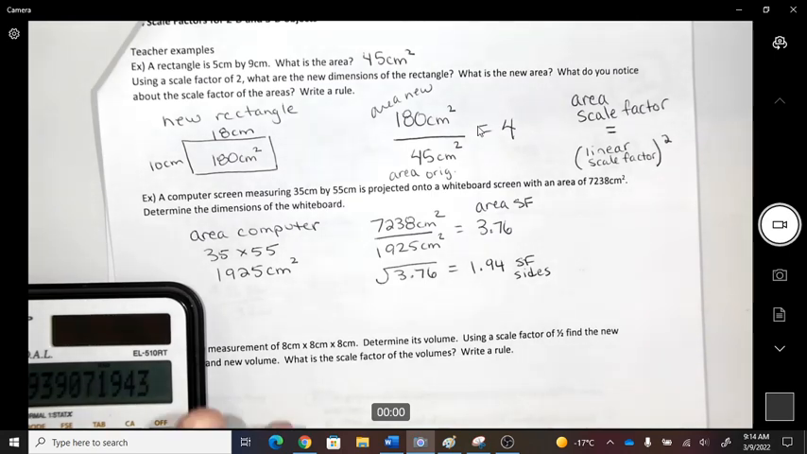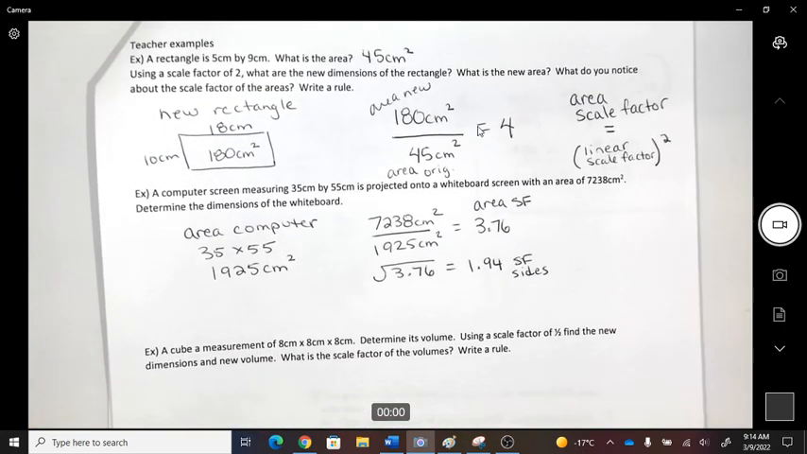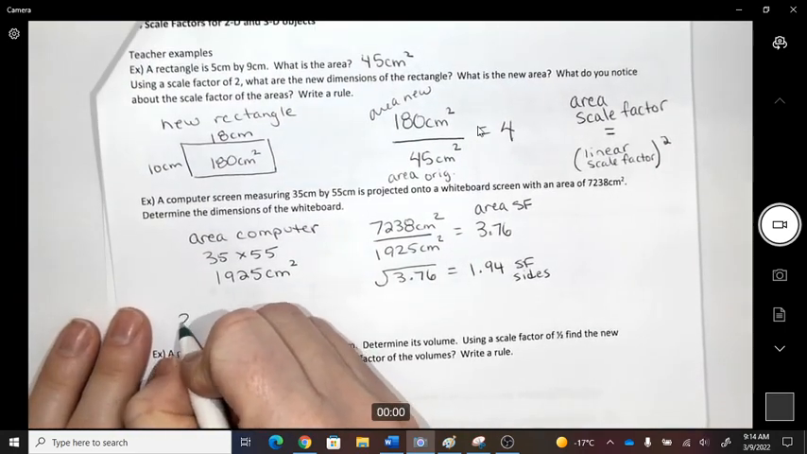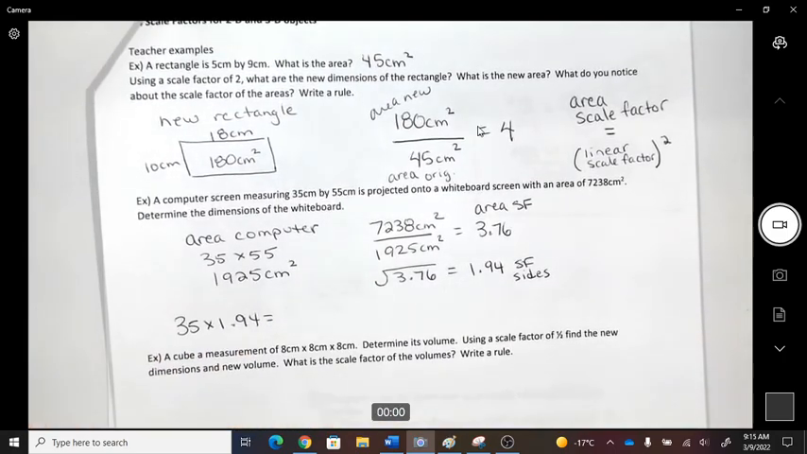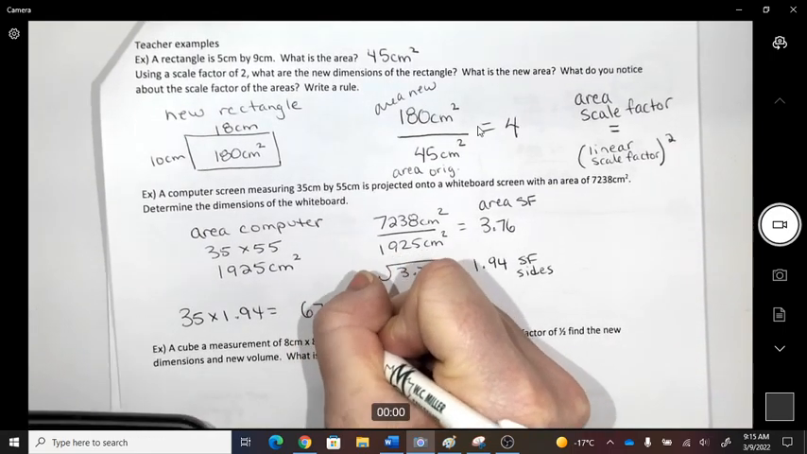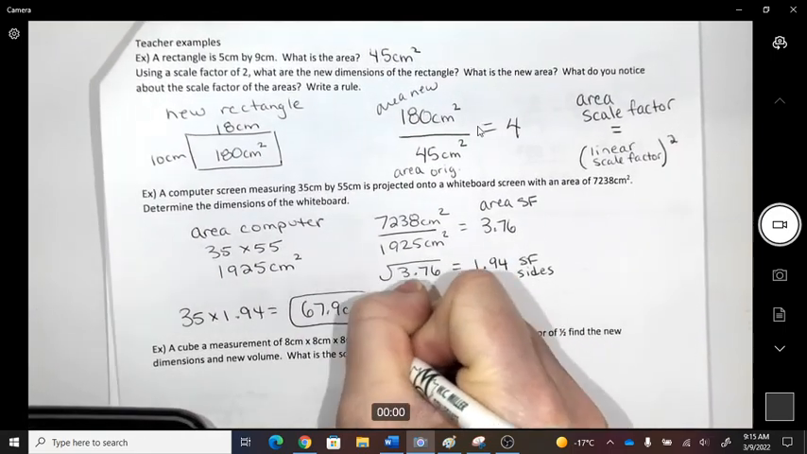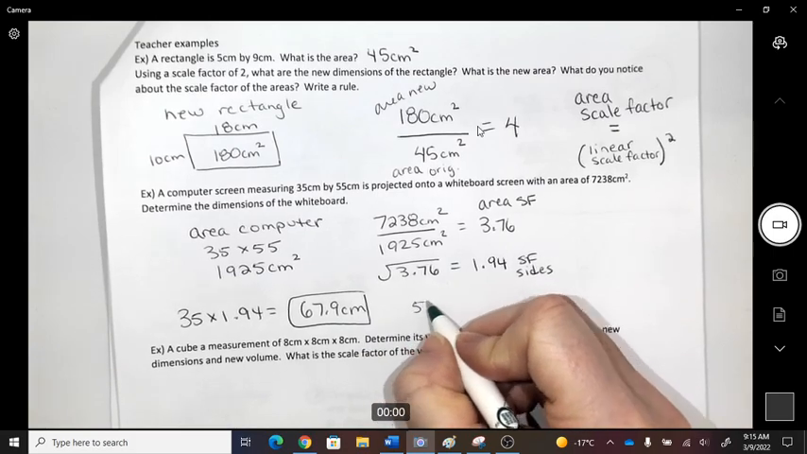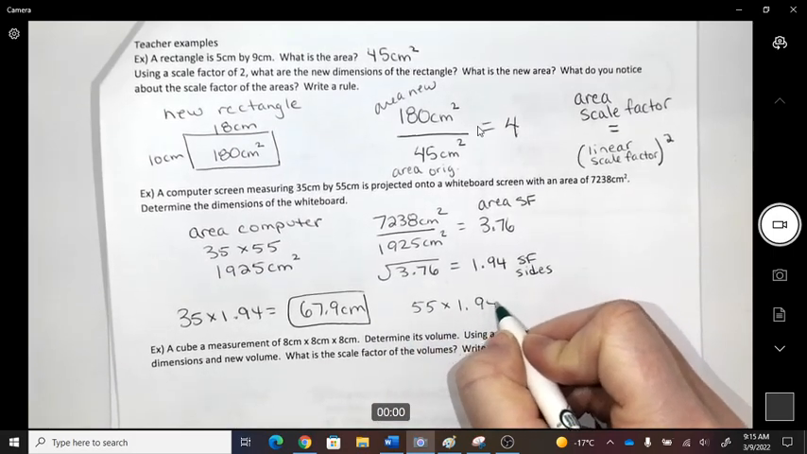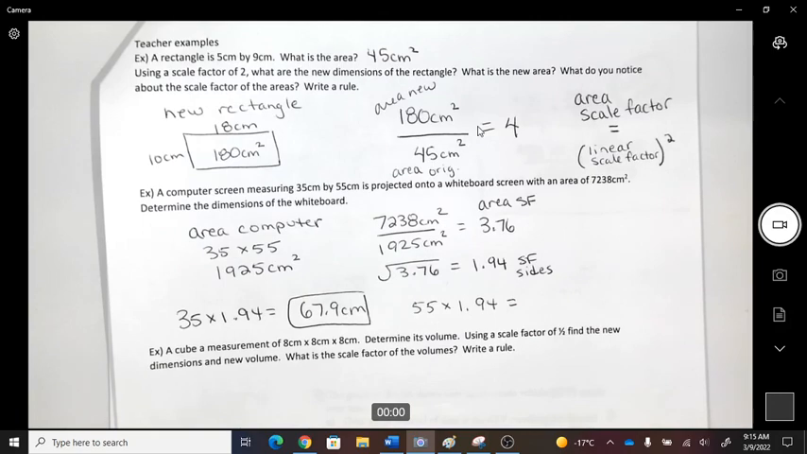So what are the new dimensions of this computer screen? So 35 times 1.94. So that's the one side of the computer. So the side lengths are changing, so please do the same thing with 55. It's going to be 1.94 times bigger.